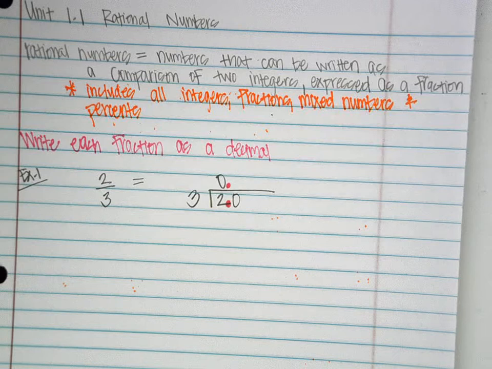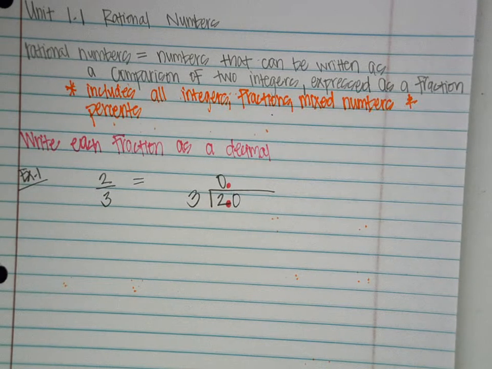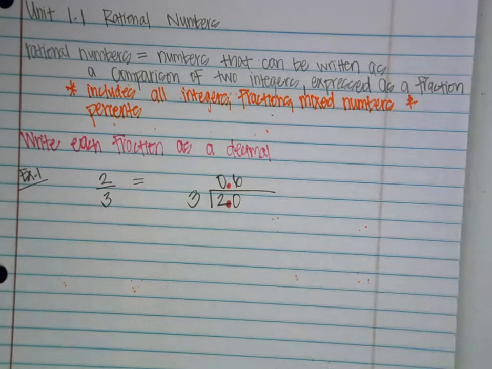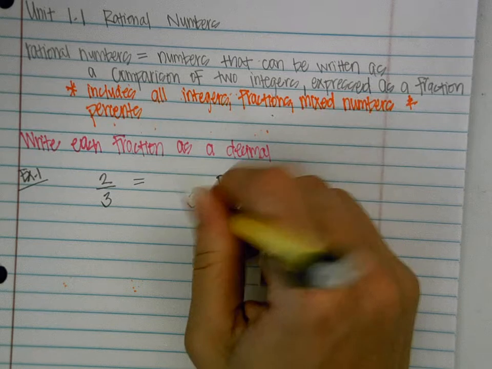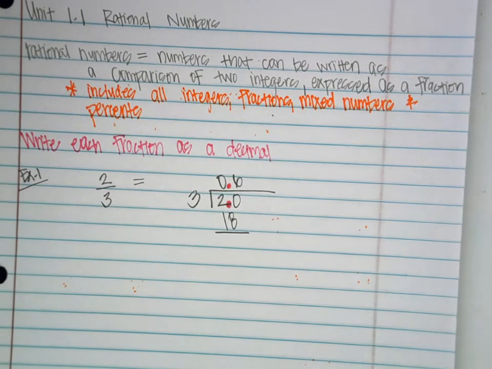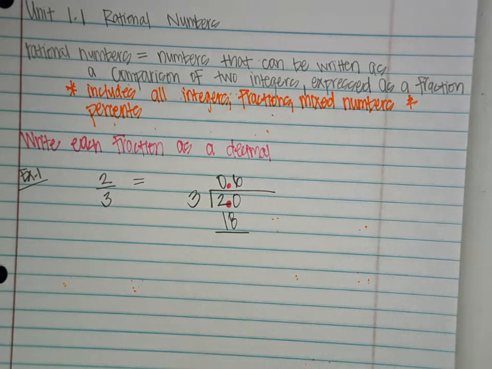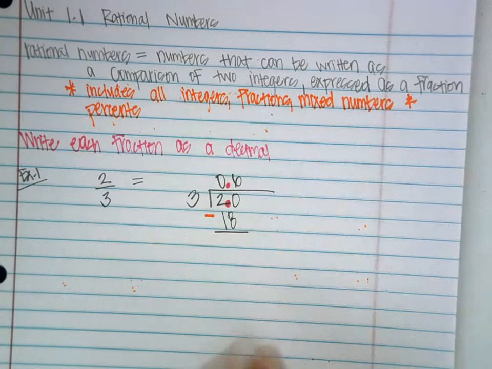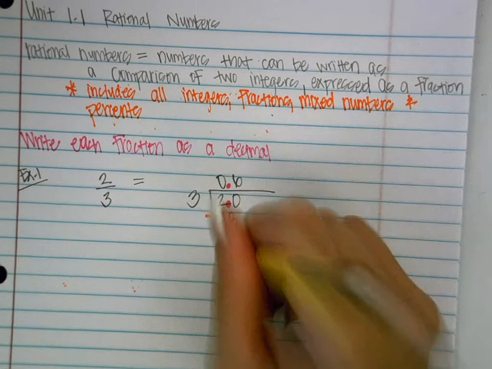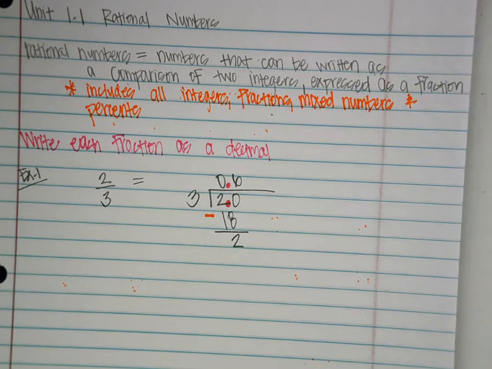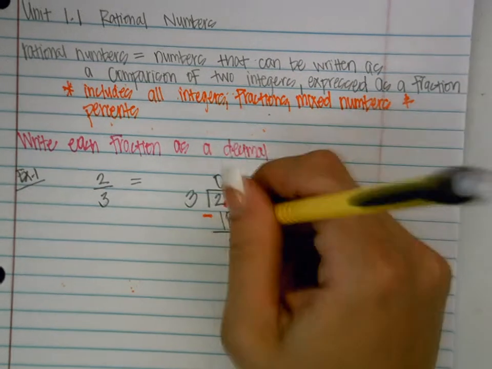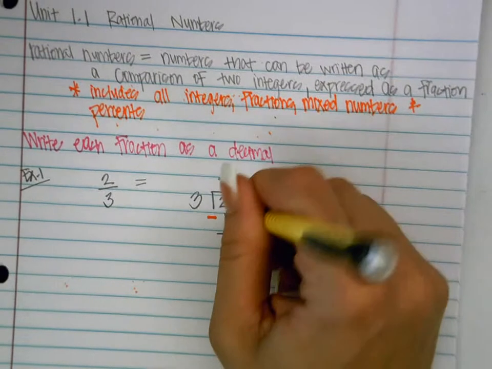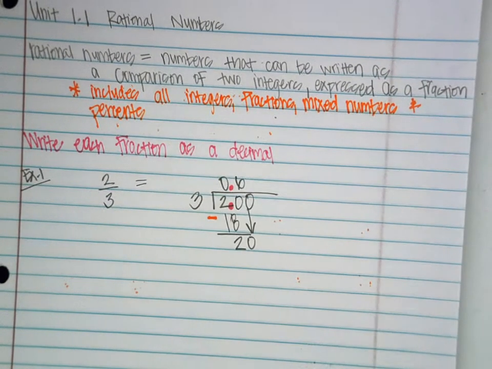Then, how many times does 3 go into 20? 6 times. Okay, do your multiplication. 6 times 3 gives you 18. Okay, subtract. If you need to, by the way, you can always put a subtraction sign here to help you remember. That'll give you a 2. What do I have to do next? Put another 0. Okay, put another 0 here, bring it down. You have another 0. We're back to where we started.